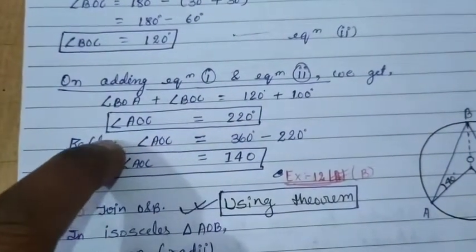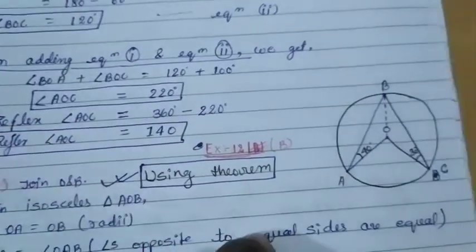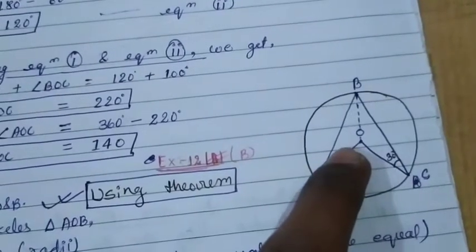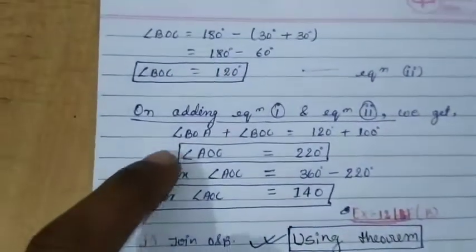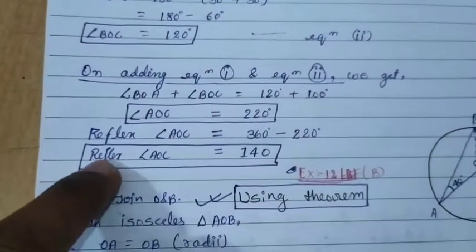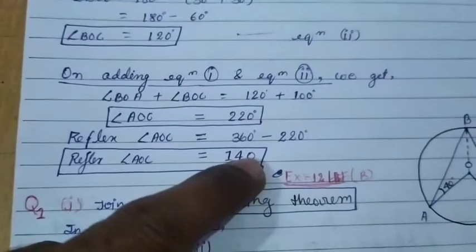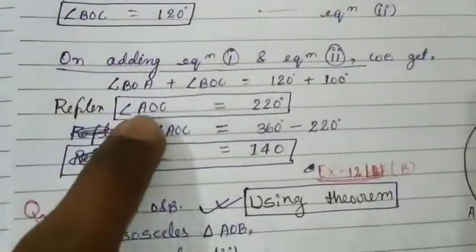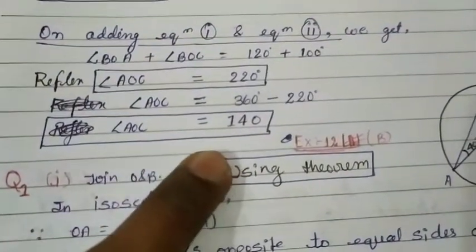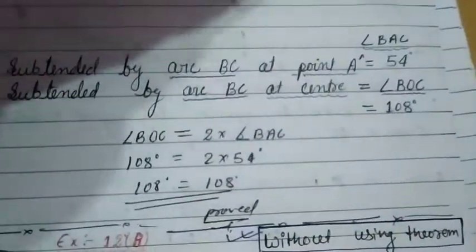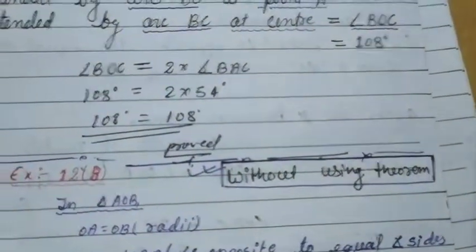And I always mention again, if you are unable to find which AOC you have to find, then you can find both of these angles. So I did the same. I found both angles. Angle AOC, that is the acute angle, is 140 degrees. So that was reflex AOC and this is acute AOC. So this is the way you can find them using the theorem or without using the theorem. The choice is yours, whichever method you want to take.